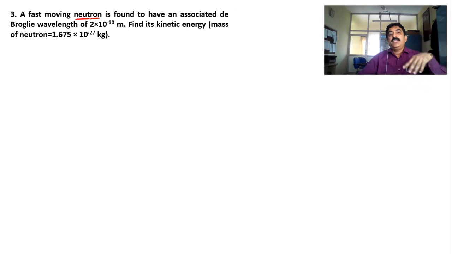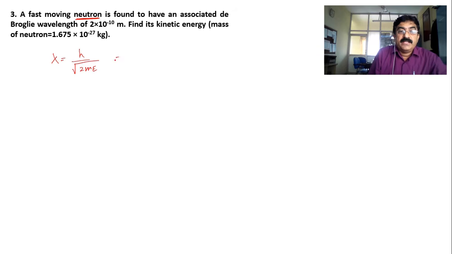What is the change? In the previous two problems it was electron, now it is neutron, but the numerical equation remains the same. Well, lambda is equal to h divided by root of 2mE. That implies lambda square is equal to h square by 2mE, because I want E. Therefore kinetic energy, take kinetic energy this side, is h square divided by 2m lambda square. Okay? Now substitute, that is 6.625 into 10 power minus 34.